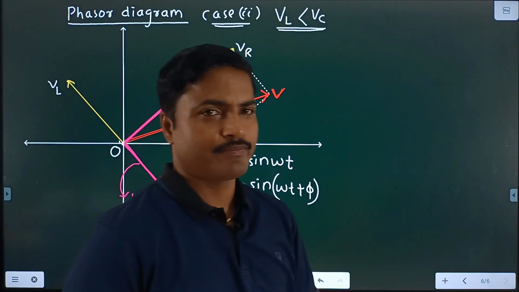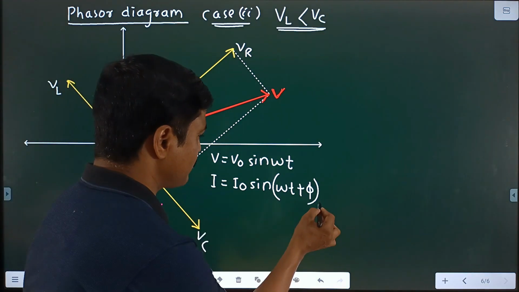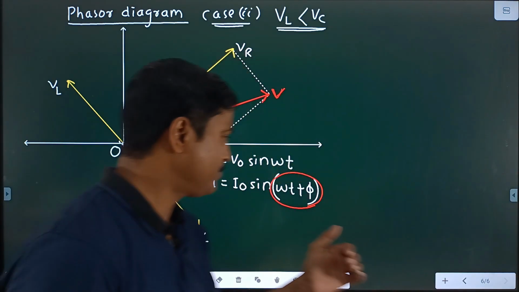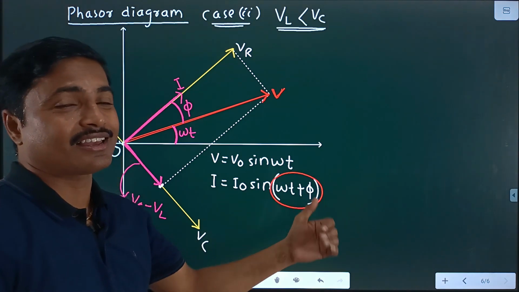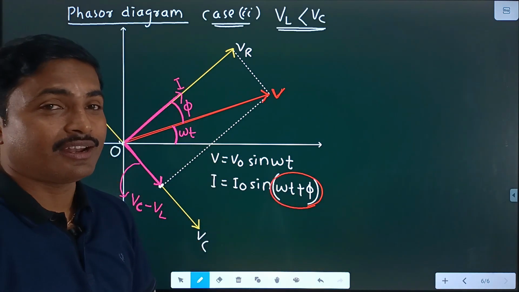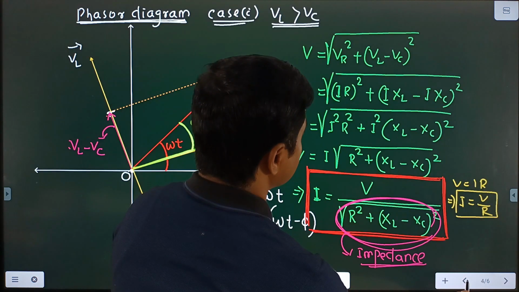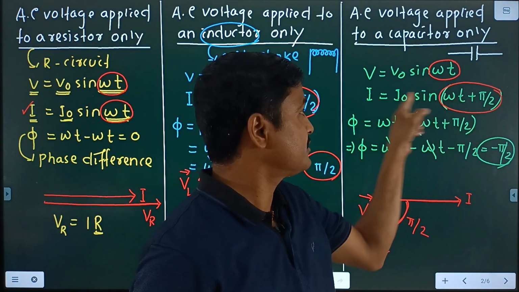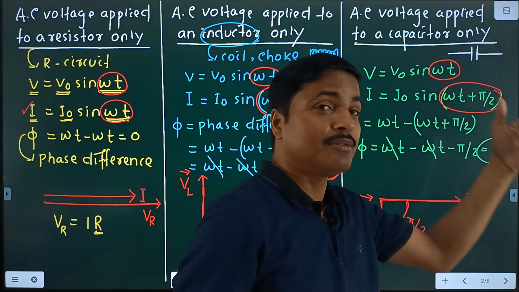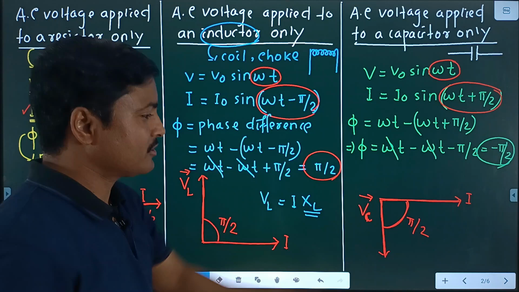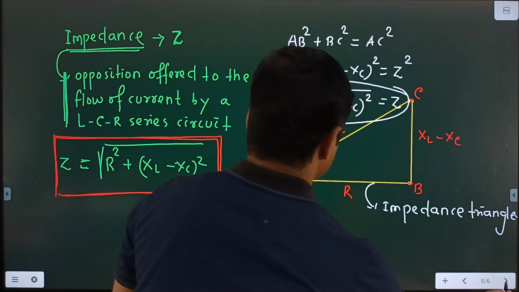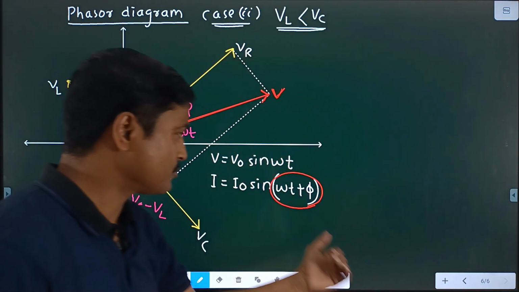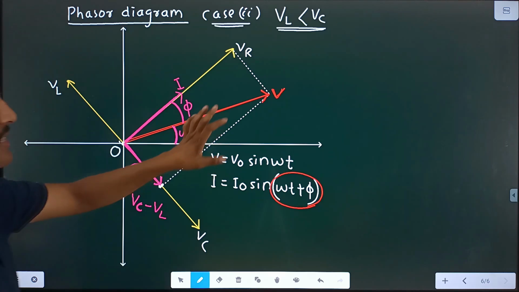If we compare these two equations, the phase of current, that is omega t plus phi, plus means ahead. Plus means the phase of current leads by an angle phi as compared to the phase of the voltage. Ahead means, you know, that is the C circuit. In the C circuit, the phase of current is omega t plus pi by 2. And this equation of current is similar with here also the equation of current, omega t plus phi. In that case it is omega t plus pi by 2, plus means ahead.